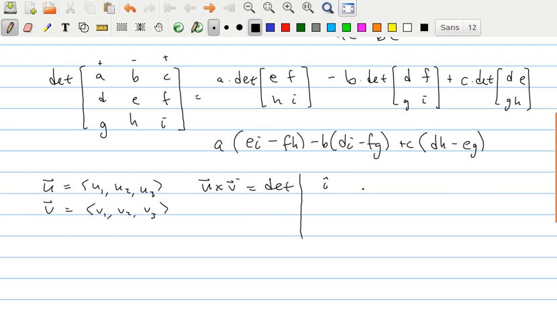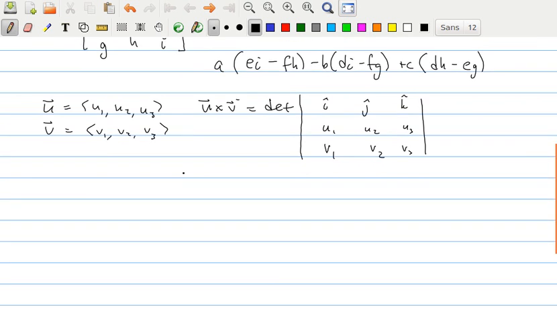The top row are the standard unit vectors, i, j, and k. The second row are the components of the first vector, so u1, u2, u3. And the third row are the components of the second vector, v1, v2, v3. And we expand this determinant out using the rules that we just established in the previous step. Let's do a concrete example of this.